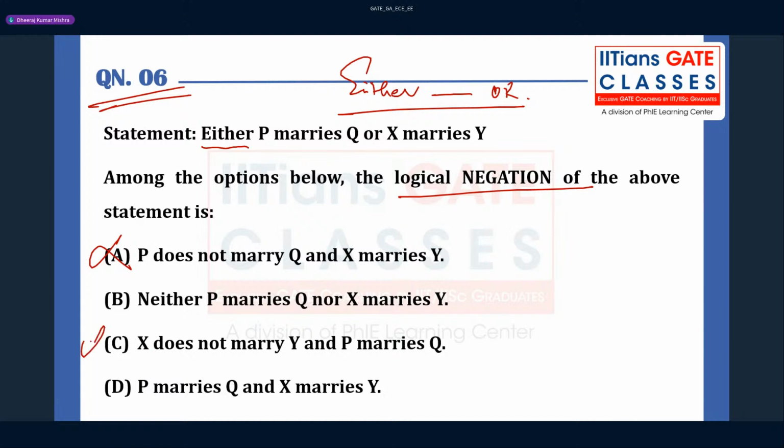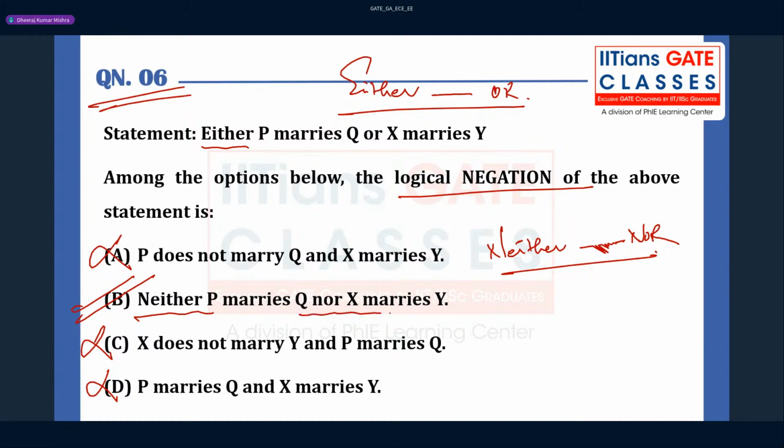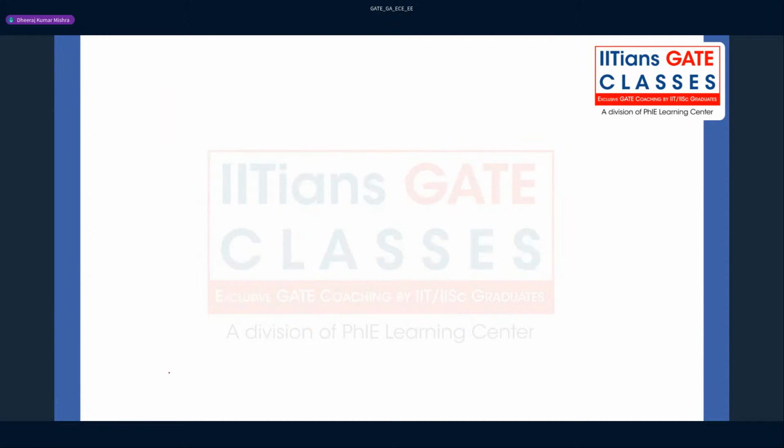This is also not correct. This is also not correct. So the logical negation should be like neither-nor, right? So neither P marries Q nor X marries Y. That is the correct answer for this question, right? So it's a very simple question, and if you know either-or, neither-nor should be the logical negation. So option B will be correct for this.